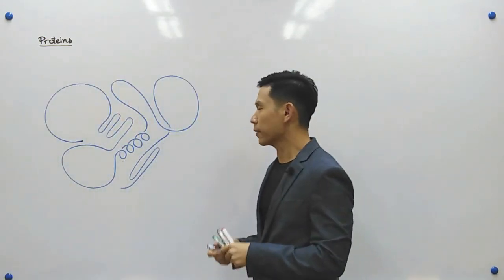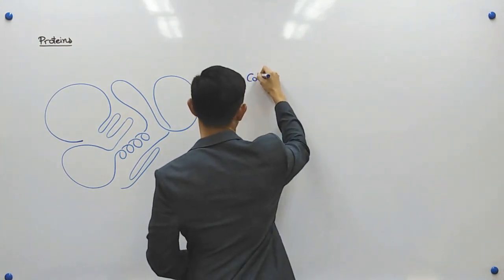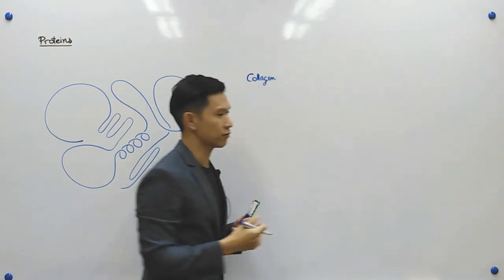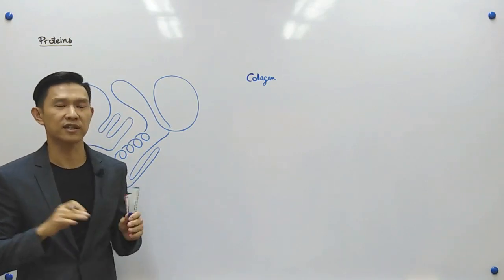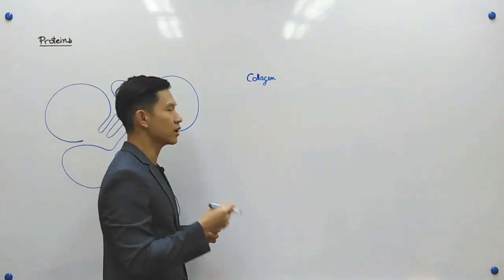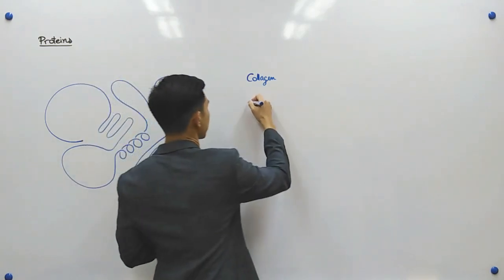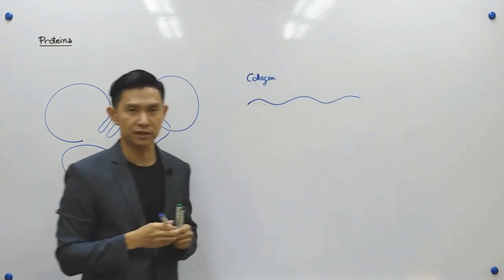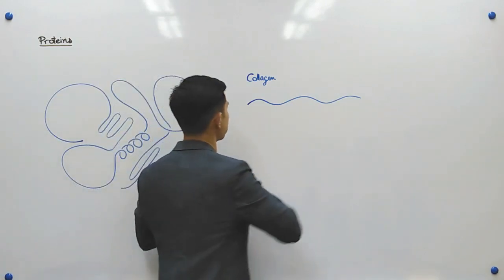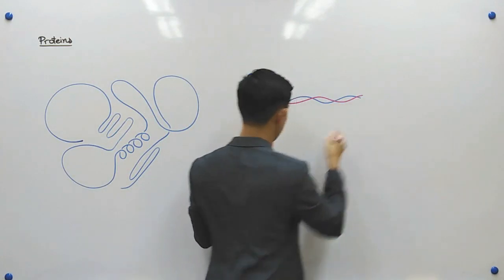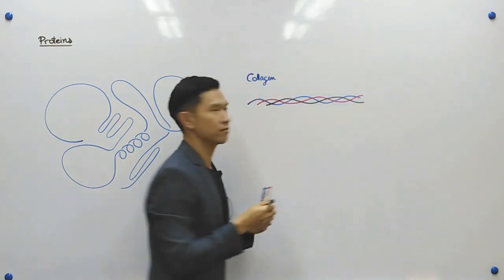For example, you may have heard about the name collagen, right? Collagen is a kind of protein for connecting things with other things. We call this the connective tissues, things like that. Collagen is a very tough kind of protein composed of 3 lines of protein. This is the first chain of polypeptide. Then we have the second chain of the polypeptide labeled in pink color. And then we have the third chain of the polypeptide labeled in black color.